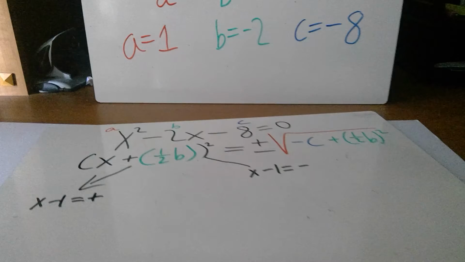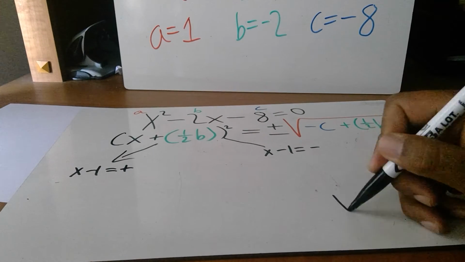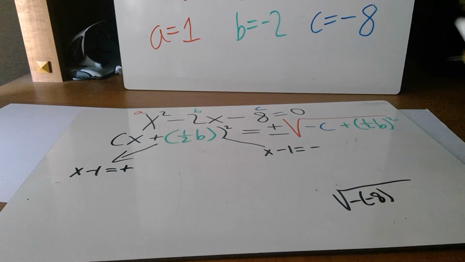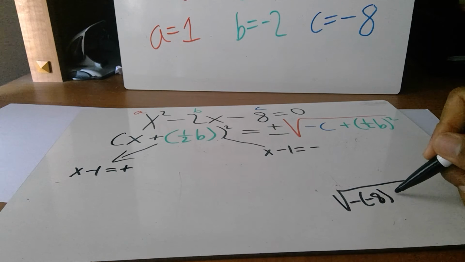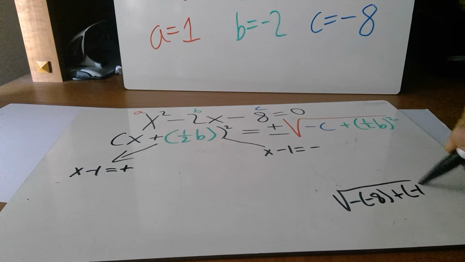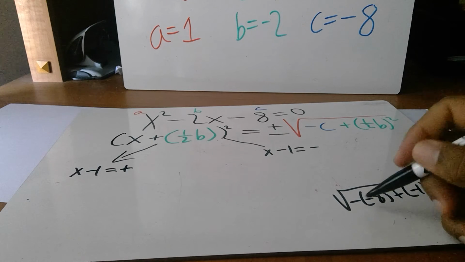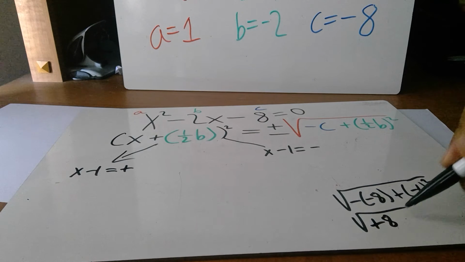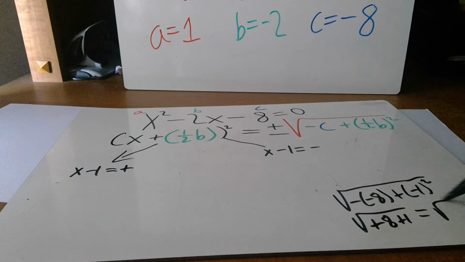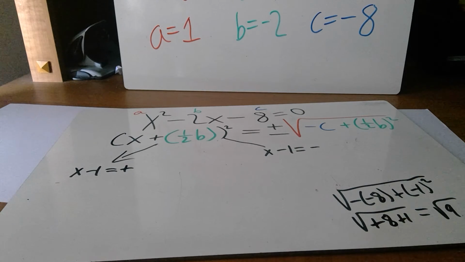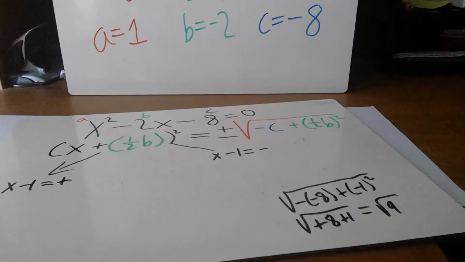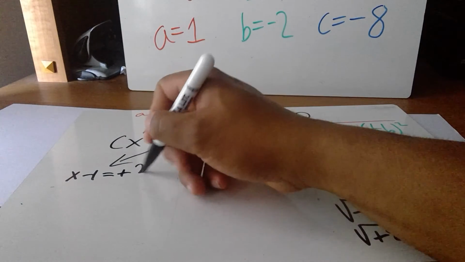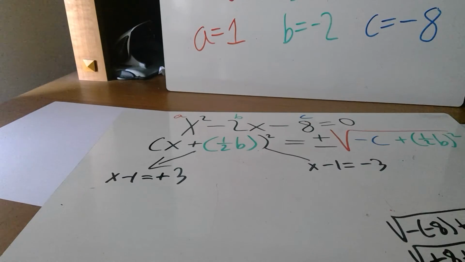Now, for the next part, we just got to know a little bit of math. So we have -8. As you can see, C is -8, plus half of B squared. Okay, -8 will turn to a +8. -1 squared would turn to a +1. So we need the square root of 9, and the square root of 9 is 3. So all we need here is a +3 and a -3.